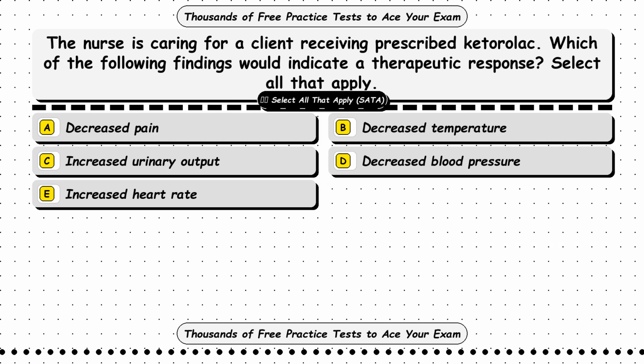Question 27. The nurse is caring for a client receiving prescribed ketorolac. Which of the following findings would indicate a therapeutic response? Select all that apply. Option A: decreased pain. Option B: decreased temperature. Option C: increased urinary output. Option D: decreased blood pressure. Option E: increased heart rate.